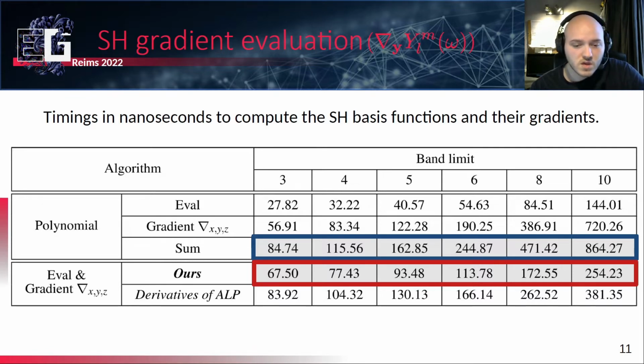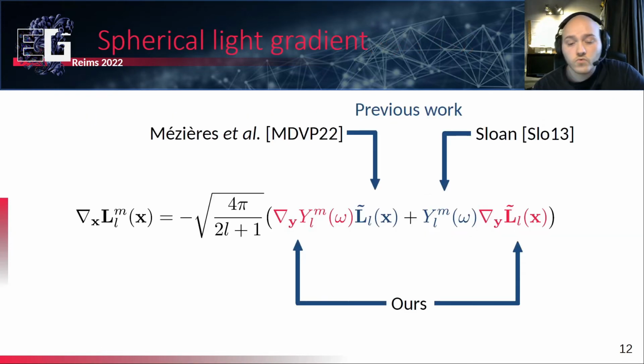Also, using a direct definition of the derivative of the associated Legendre polynomial, shown in this last line, is less efficient than our proposal, while remaining more efficient than the polynomial form. Now, we know how to compute every term efficiently. But before discussing the results, let me introduce our polygonal light approximation model.